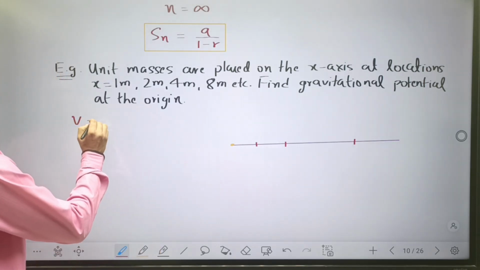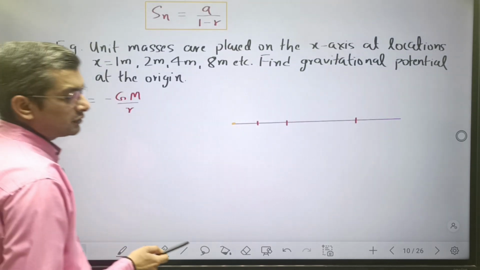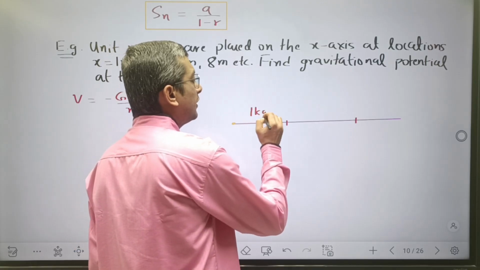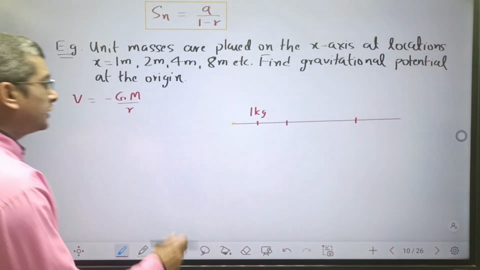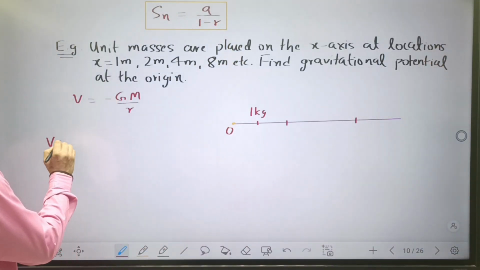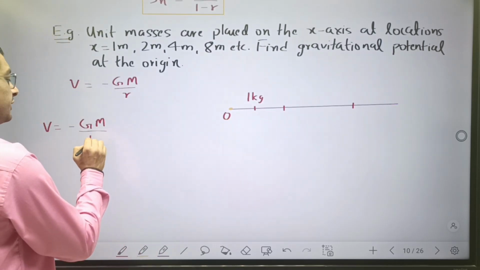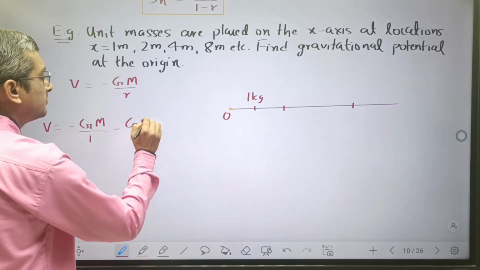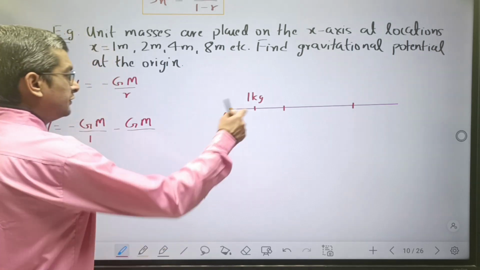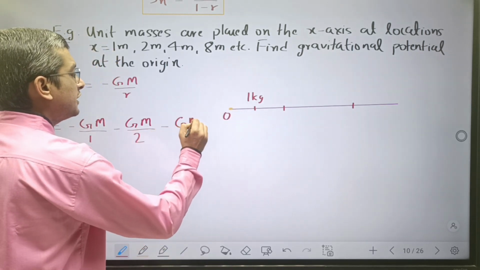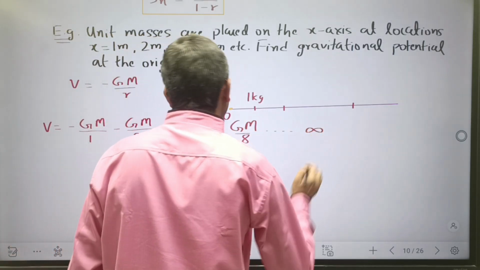What is the formula for gravitational potential? It is -GM/r, where M is the mass of the object. Unit masses are placed, as given in the question, so the value of each mass is 1 kg. The net potential at the origin O is given by -GM/r. The distance is 1 meter, then -GM, where M is the same for all the masses, 1 kg, and capital G is the universal gravitational constant. The next distance will be 2, then -GM/4, -GM/8, and so on up to infinity.